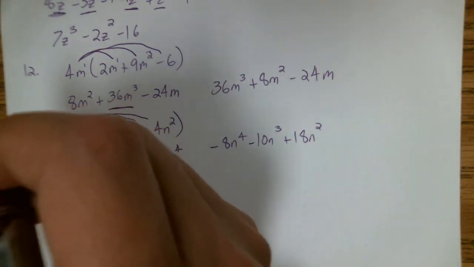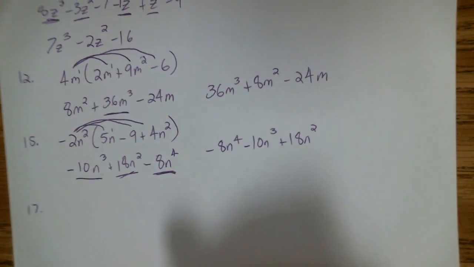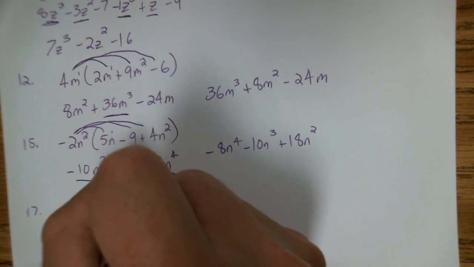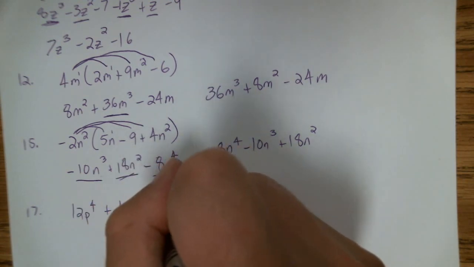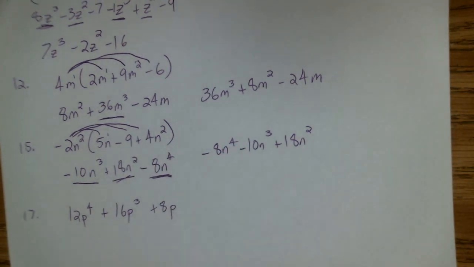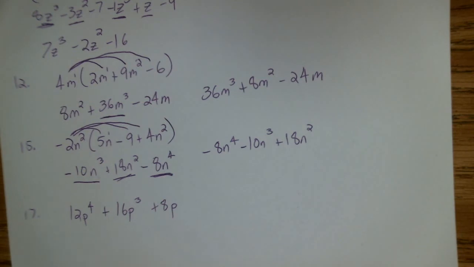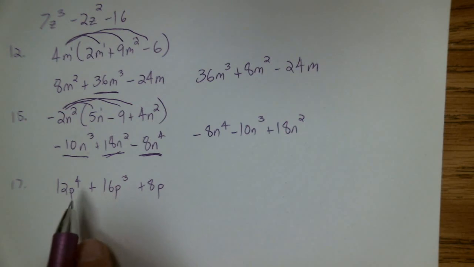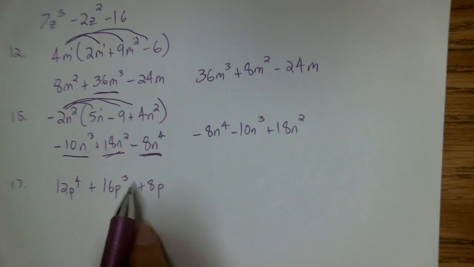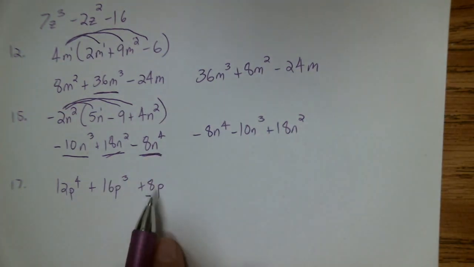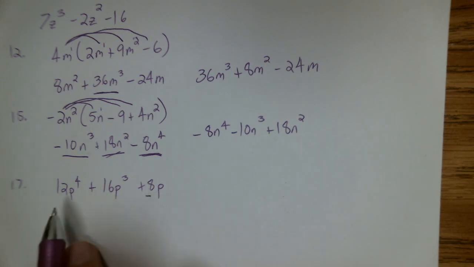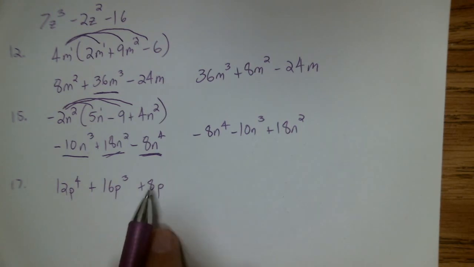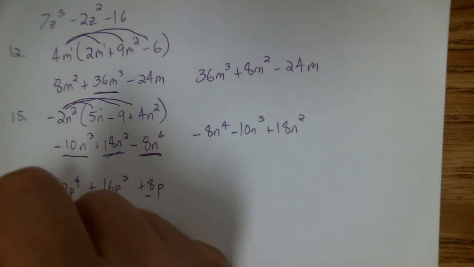Okay, after 15 we have 17. It says find the GCF, so I have 12p to the 4th plus 16p cubed plus 8p. It says find the GCF, and then factor. The GCF, the greatest common factor, the highest number. To figure out the highest number, start with the lowest one. Start with 8 and see if that works. Does 8 go into both of those? No, 8 doesn't go into 12. So drop 8 down to its next lowest factor, which is 4. Try that one. 4, yes, yes, yes. So 4 goes into all three.